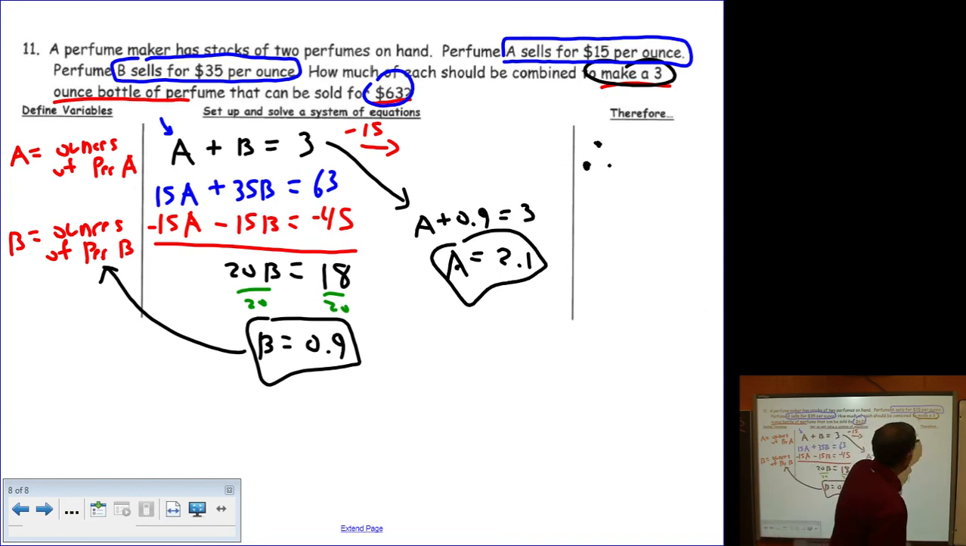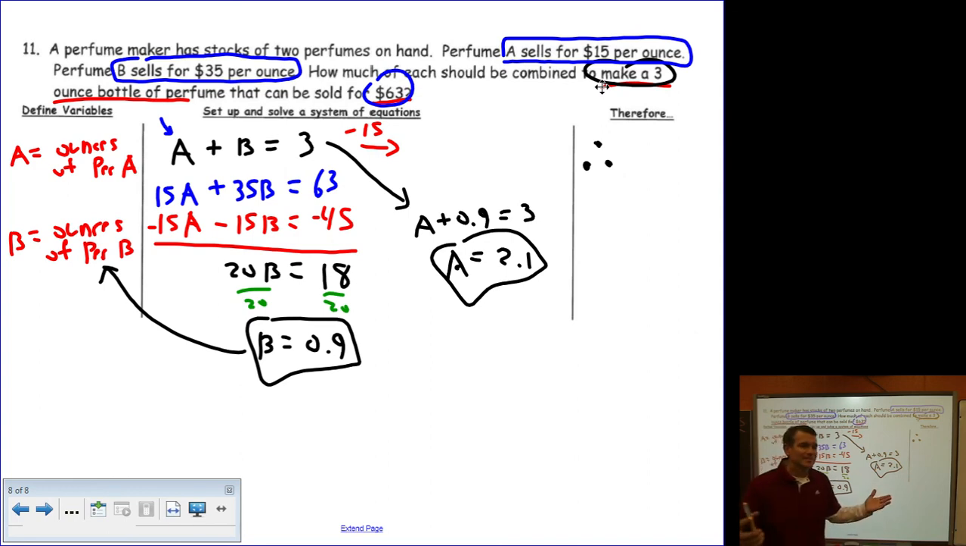So my therefore statement would be, therefore, you would use 2.1 ounces of perfume A and 0.9 ounces of perfume B to make the mixture. All right, hope that helps.